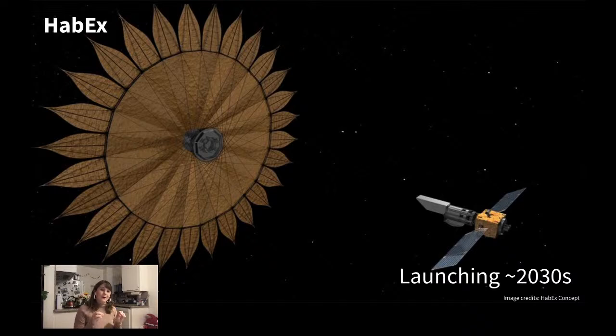And it would have a coronagraph within the telescope, but also this big star shade that it could use as a coronagraph that orbits separately from the spacecraft. So that's one of the things that's really unique about this mission concept. And that would allow it to look for habitable Earth-like planets.